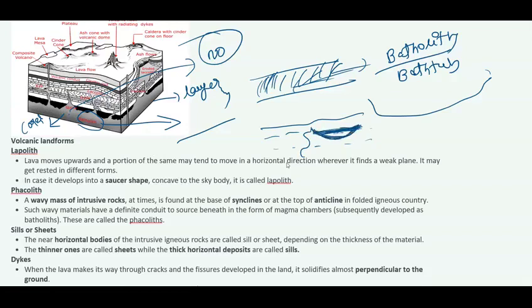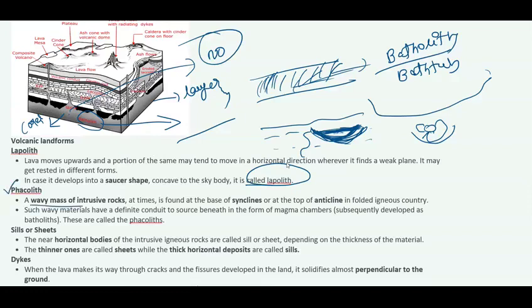Saucer cup, you know that saucer cup? Saucer and teacup. Like this, it forms a saucer shape. Okay, these are called lapoliths. This is only lava. I'm talking about the lava only, how it moves and everything. These landforms are based on how they move to the surface, what structures they form, and how it forms.